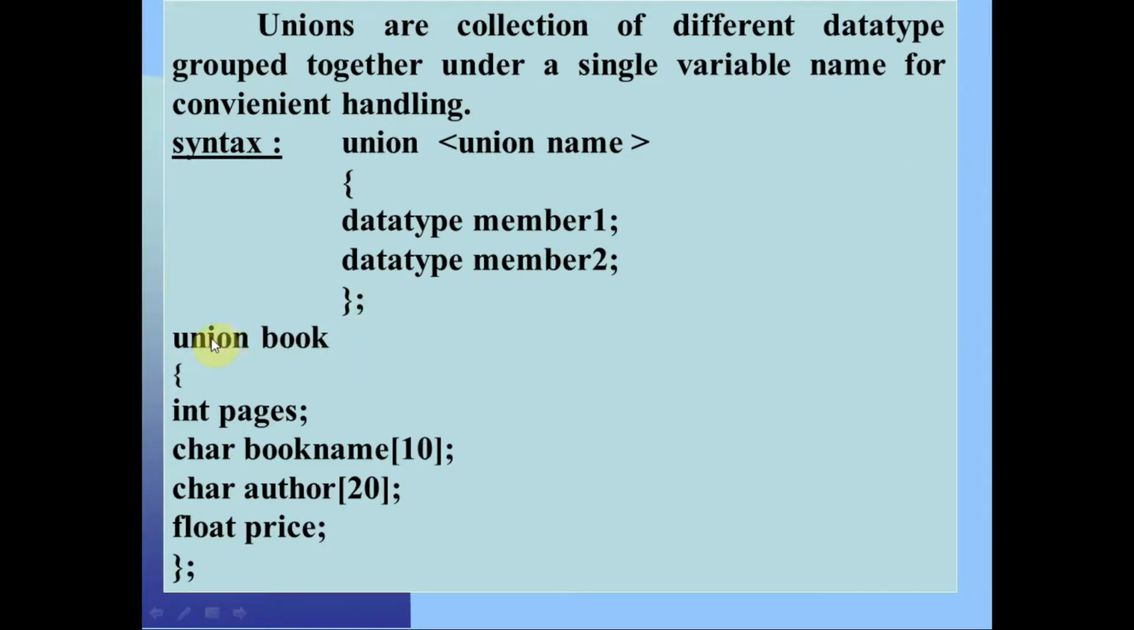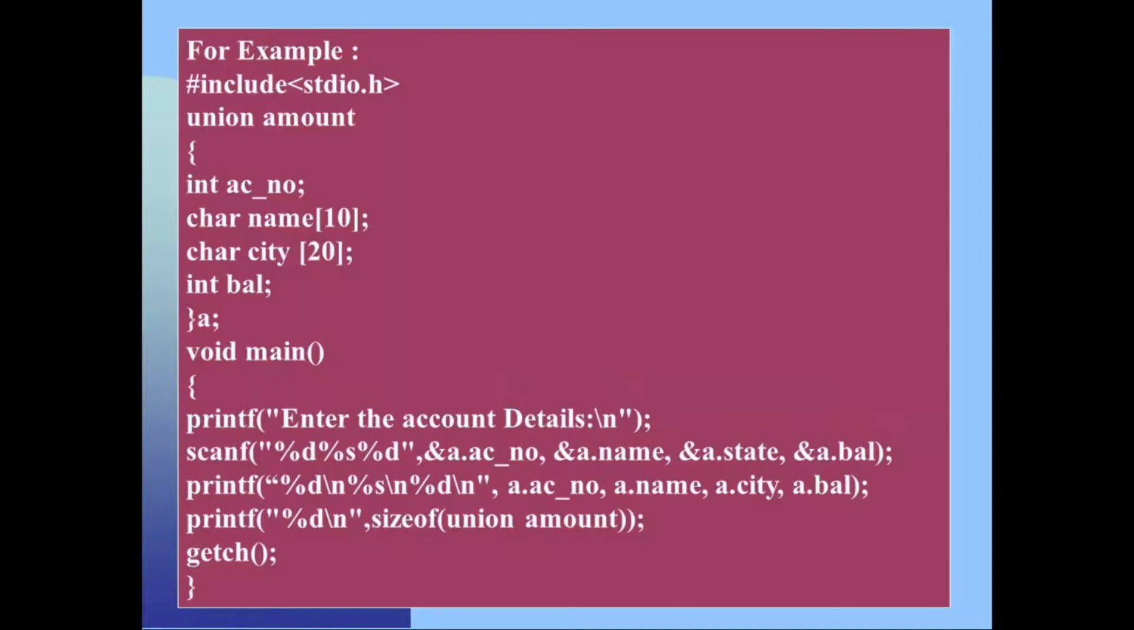Another example: union, then the union name book. Its data members are integer pages, character book name of 10, character author of 20, then float price. In this union example, union is a keyword, then amount is the union name, and then the data members are accessed through the union variable name.